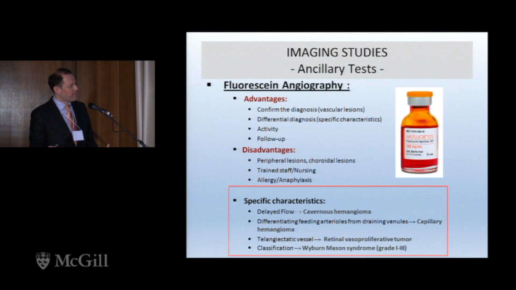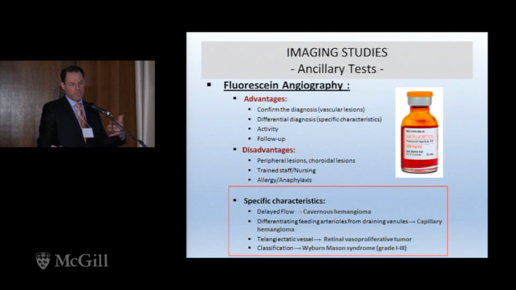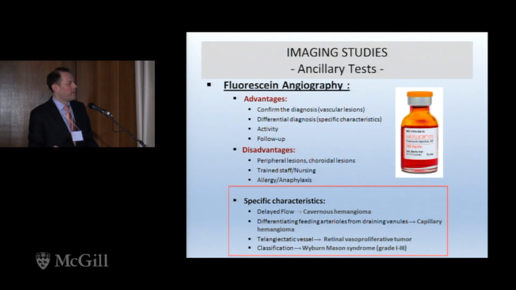The disadvantages of this in the past have been identifying lesions out in the periphery, and identifying choroidal lesions, which oftentimes are obscured by either blood or through the RPE itself, and the wavelength that we use for fluorescein angiography oftentimes doesn't have significant penetration deeper into the choroid. You do need trained staff to perform this test. You need nursing on hand to do the intravenous injection. And whenever you're injecting anything into somebody, bad things can happen, such as allergies and, worst case scenario, anaphylactic responses.